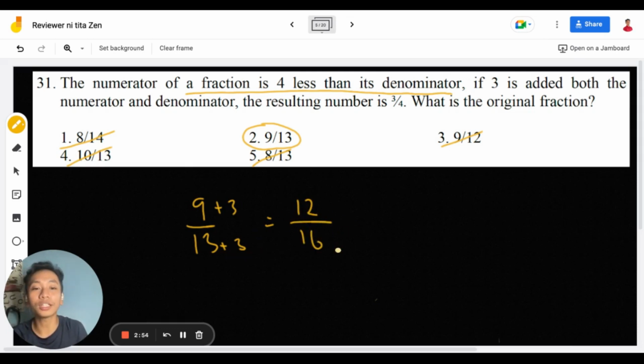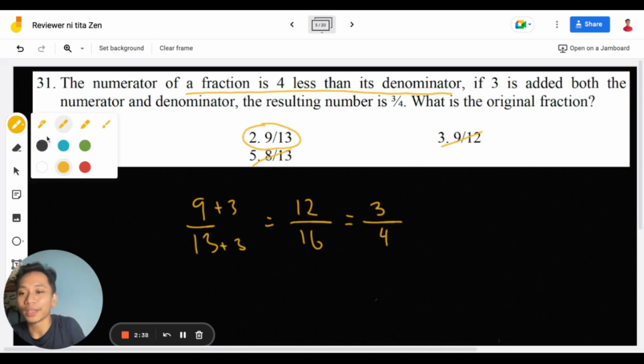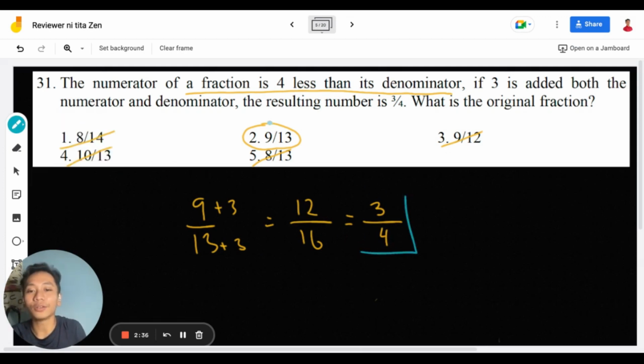Now, is 12 over 16 equivalent to 3/4? Answer is yes. Kasi pag sinimplify natin yan, given that the greatest common factor of 12 and 16 is 4, ask yourself, ilang 4 meron sa 12? Mahanap mo yung 3. Ilang 4 meron sa 16? Mahanap mo yung 4. Ibig sabihin, sigurado tayo na si 9 over 13 yung hinahanap natin dito sa tanong na ito.